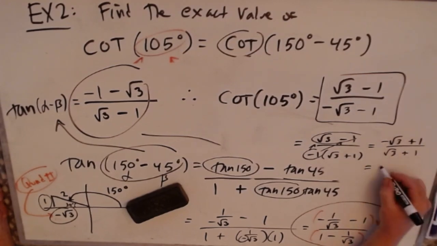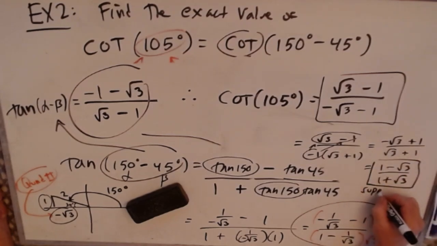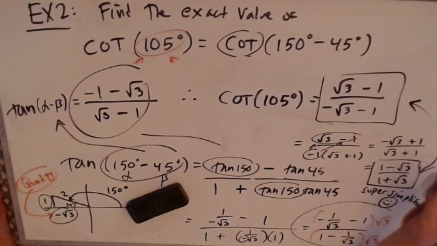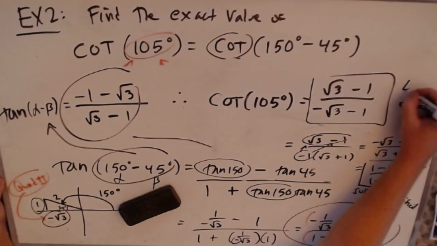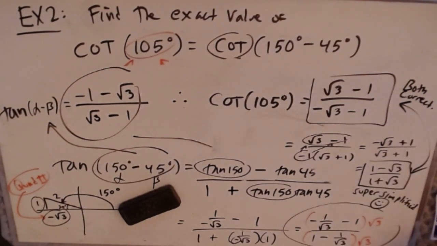And then I like to rewrite it 1 minus root 3 over 1 plus root 3. Super simplified. Or you could stop here. I don't care. These are equivalent. Just want to give you options.